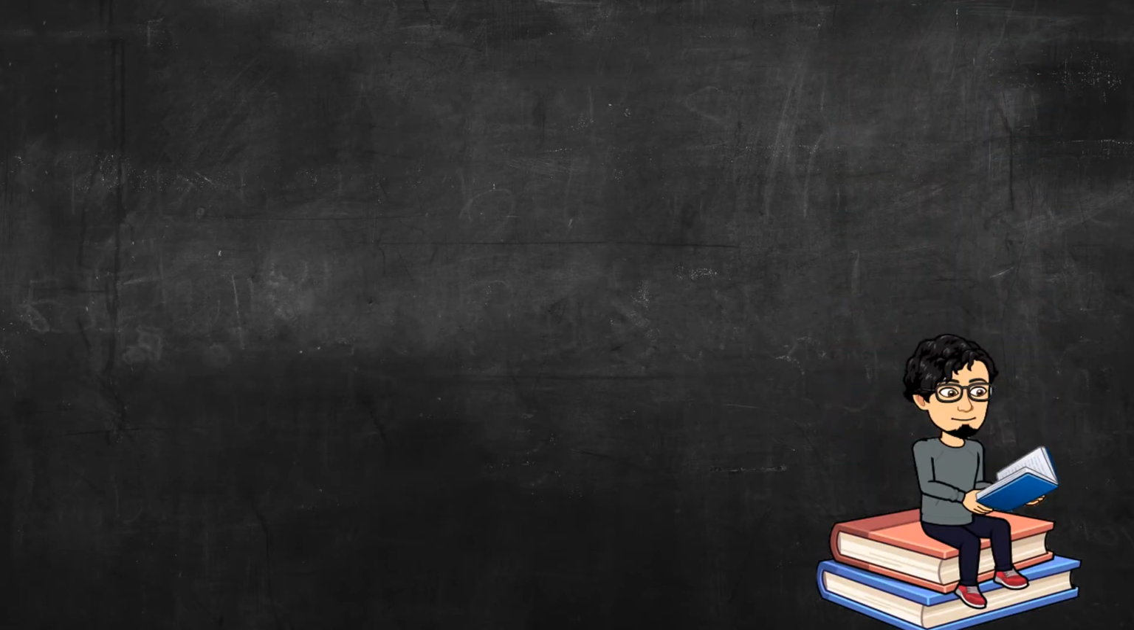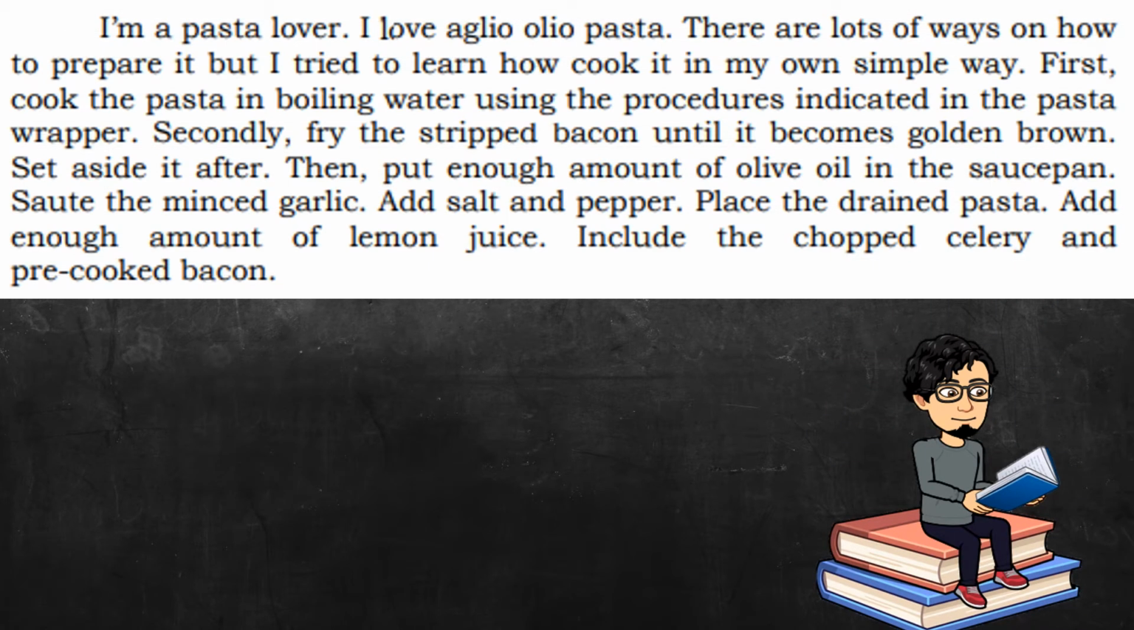Let us read this passage. I'm a pasta lover. I love aglio olio pasta. There are lots of ways on how to prepare it, but I tried to learn how to cook it in my own simple way. First, cook the pasta in boiling water using the procedures indicated in the pasta wrapper. Secondly, fry the stripped bacon until it becomes golden brown. Set it aside after.